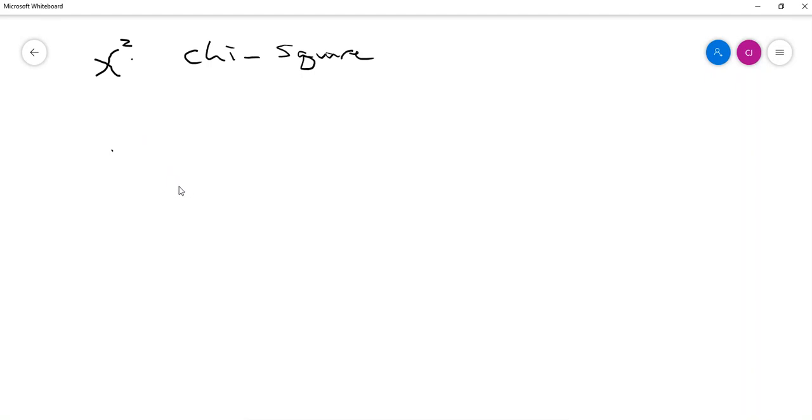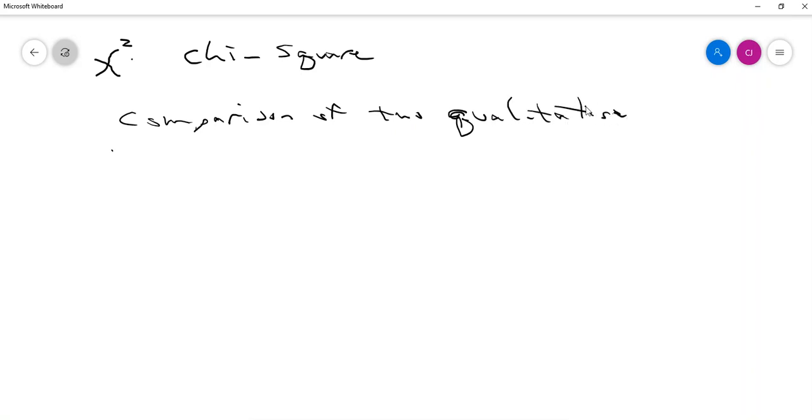that we worked with. And chi-square almost sounds the same. It's where you have a comparison of two variables, but it's a comparison of two qualitative variables. Okay, two qualitative variables.